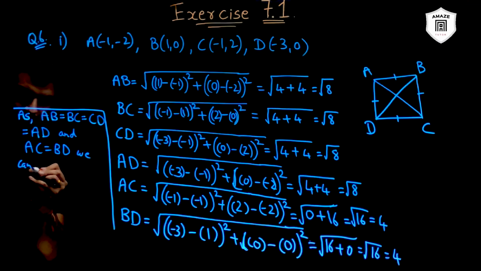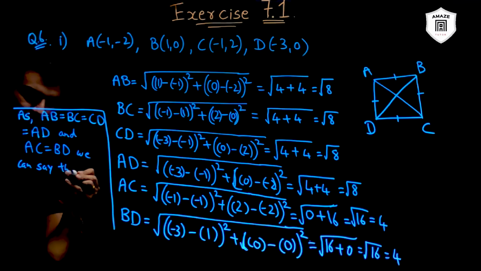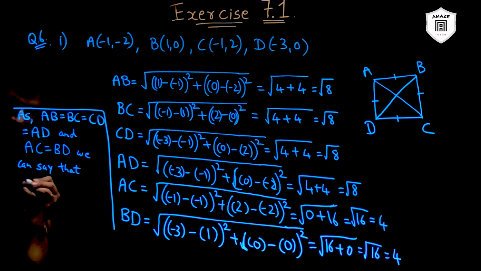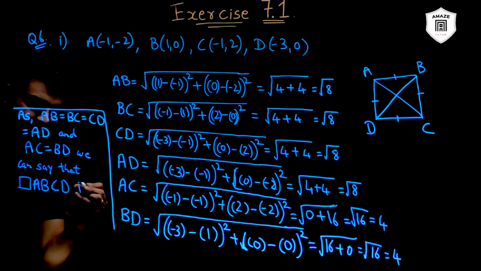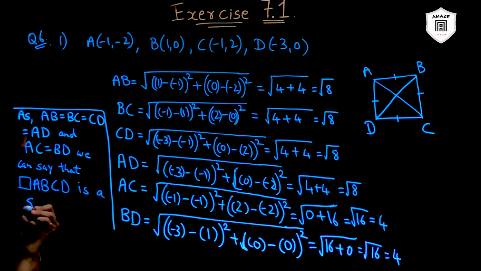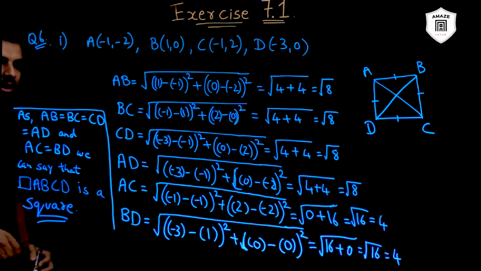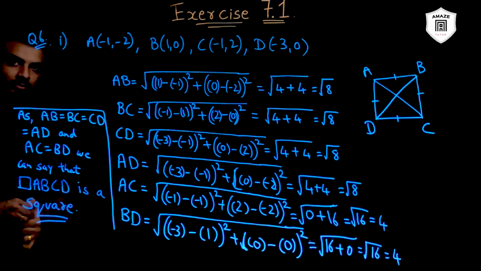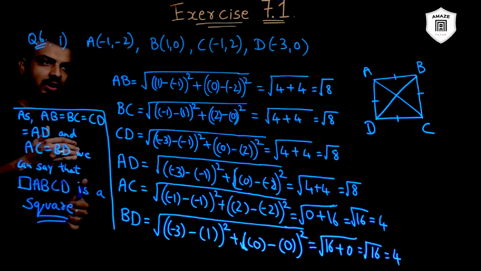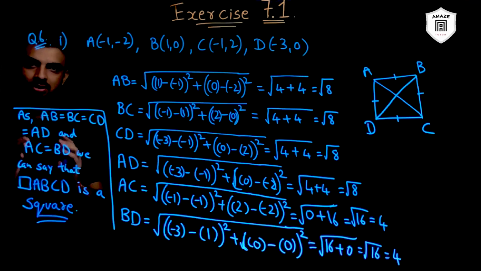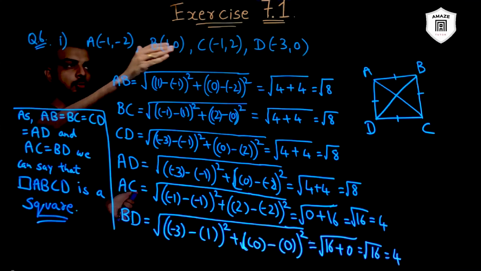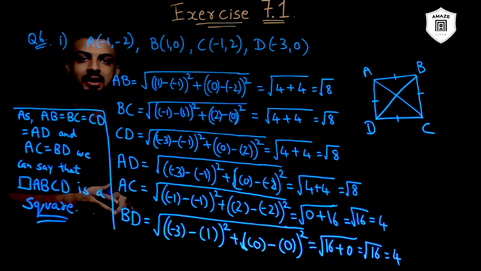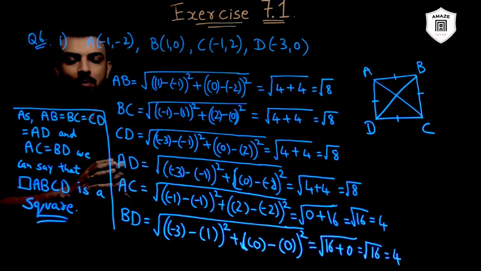we can say that quadrilateral ABCD is a square, right? Okay, so we have figured out what type of quadrilateral it is. It is a square. Again reiterating, we were given 4 points and we were supposed to identify what type of quadrilateral it will form, right?